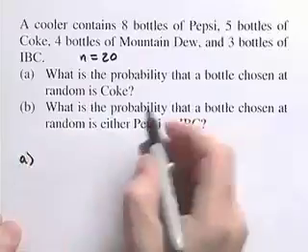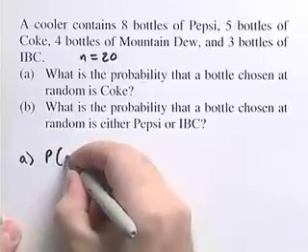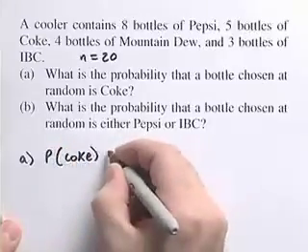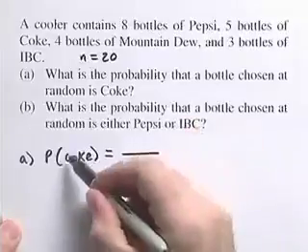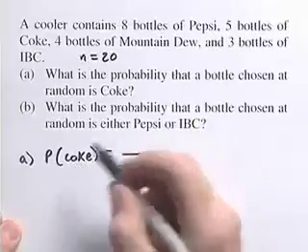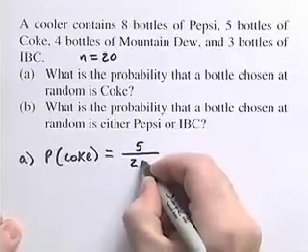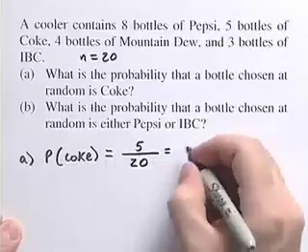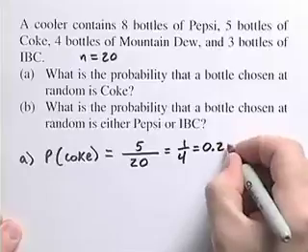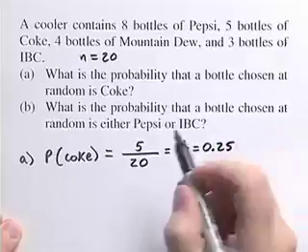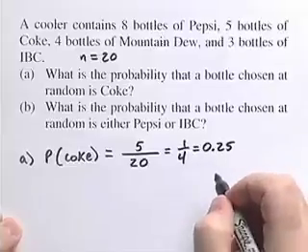For part A, we want to find the probability that a bottle chosen at random is Coke. So we'll call that the probability of Coke. Since they're equally likely, we'll look at the number of Coke bottles that we have in the cooler. We saw that there were 5 bottles of Coke, and there are 20 bottles to choose from. So we have 5 divided by 20, which is 1/4, or we can think of that as a decimal as 0.25. So a bottle chosen at random has exactly a 25% chance of being Coke.